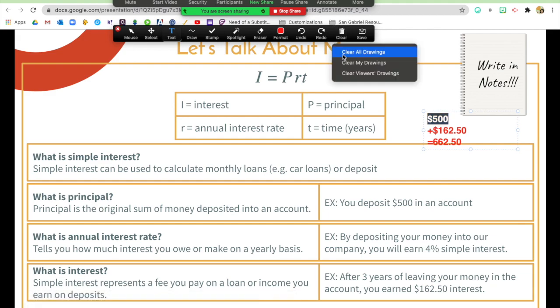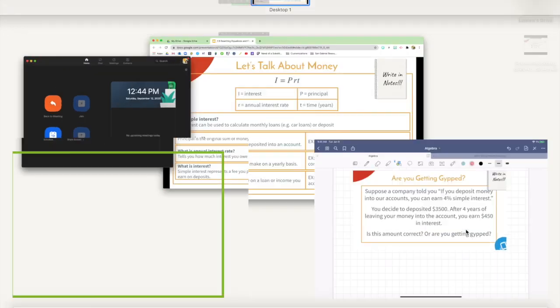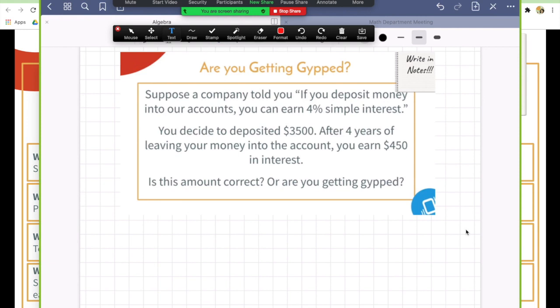So let's try it out. Let's say, for example, suppose that you see a company and they told you if you deposit money into our account, you earn 4% simple interest. So over here, what would the simple interest represent? Would it represent your principal, your annual interest rate, your interest, or your time? In this case, it would represent your annual interest rate. And so that would be your R.